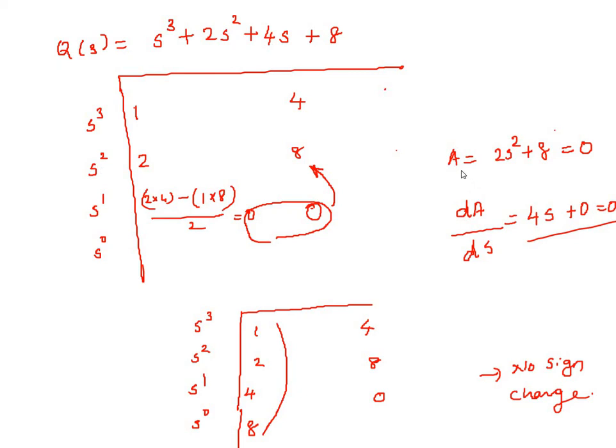Now find the derivative of the auxiliary equation with respect to s. Now replace the coefficients of this, that is dA by ds, instead of the all zero row. Now complete the root table. This all zero row indicates that there are poles on the imaginary axis, and if by completing the root table there is no sign change, the other poles are lying on LHP.